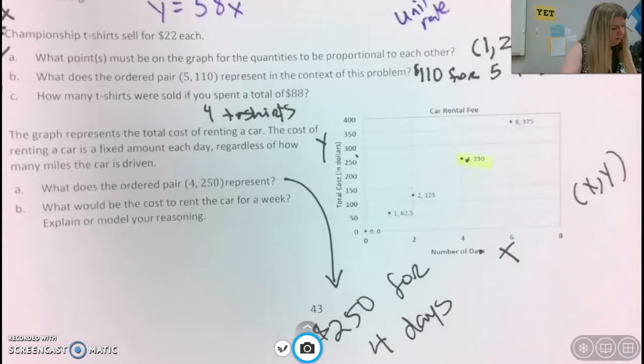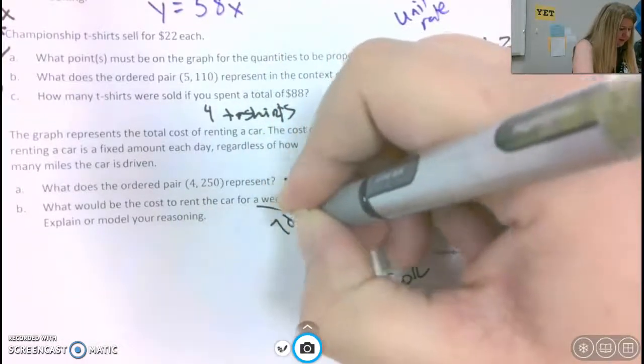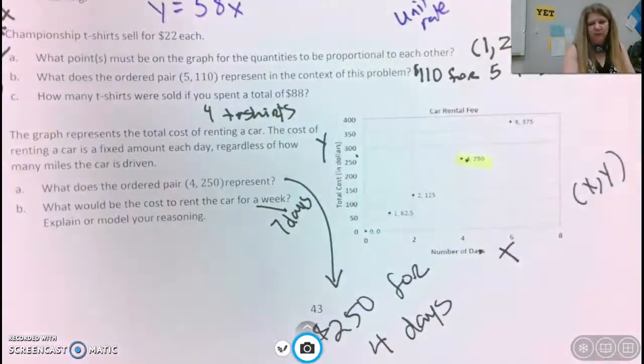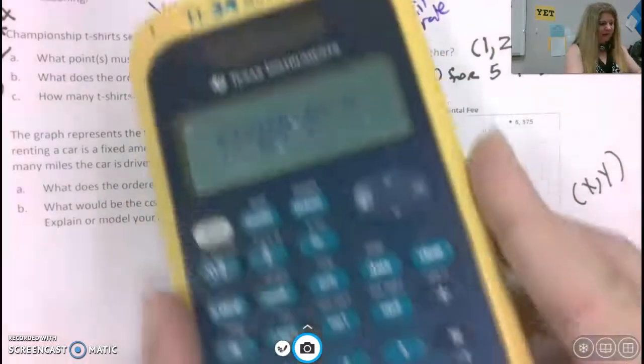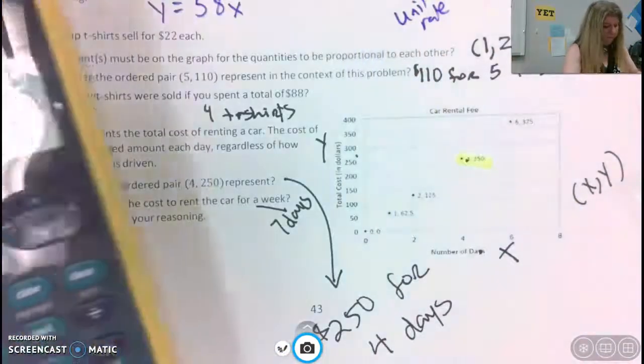What would be the cost to rent the car for a week? A week has 7 days. If we're renting a car, we're probably on vacation, so we'll probably take 7 days. I don't know. But we'll do a 7-day week. So now I have to figure out how much it is for 1 day, so I can then figure out how much it is for 7.